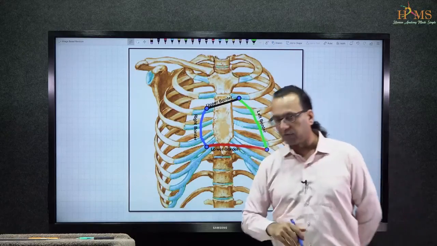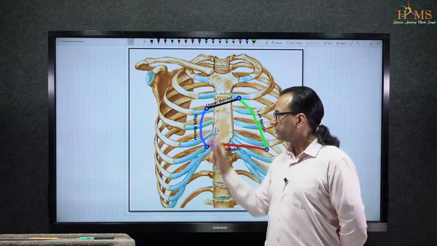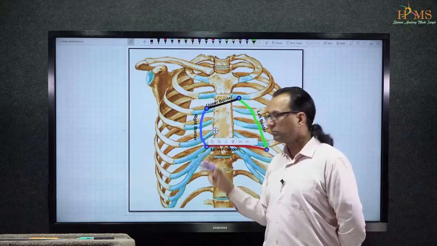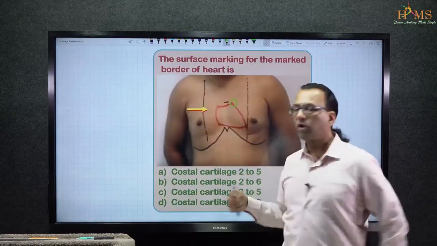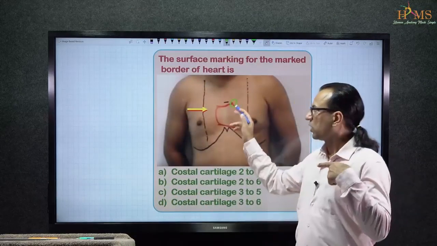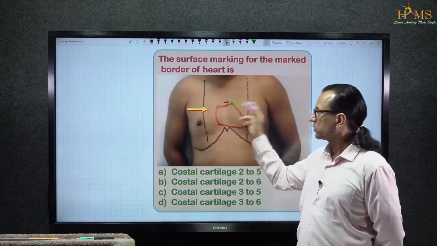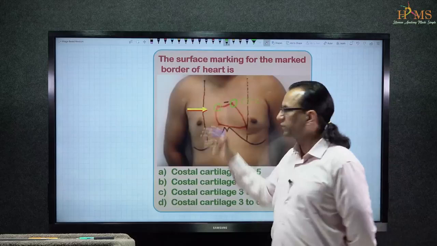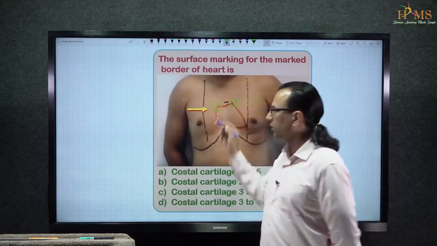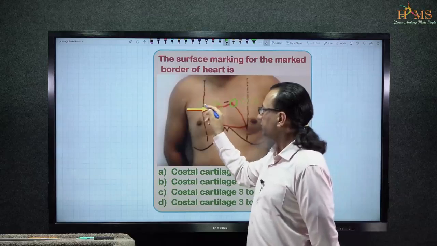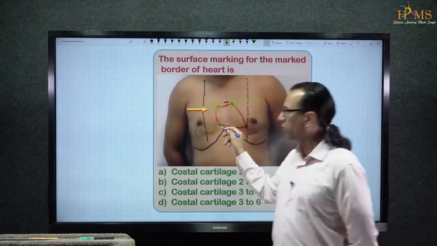Now we can come back to our question. Actually, we wanted to know that costal cartilage number 3 to 6 is the right border of the heart. So we can repeat the information again. This is the manubriosternal junction, left side, costal cartilage number 2. From there you start at the lower border of costal cartilage number 2, come to the right side and costal cartilage number 3, which will actually be the upper border of costal cartilage number 3. From there you come to costal cartilage number 6. That will be the right border of the heart.